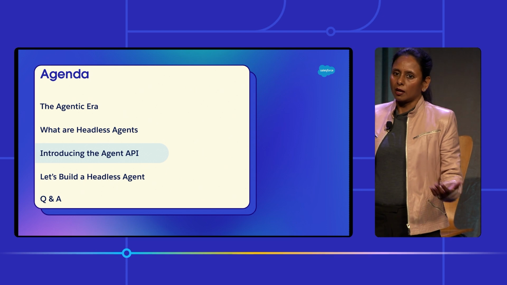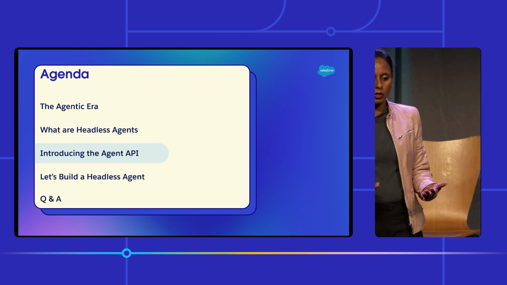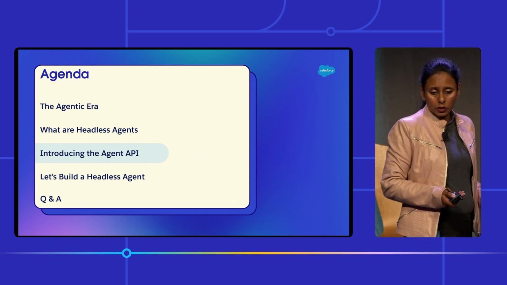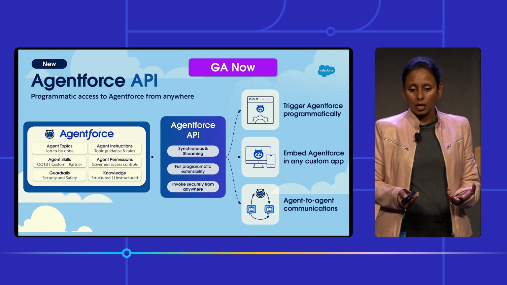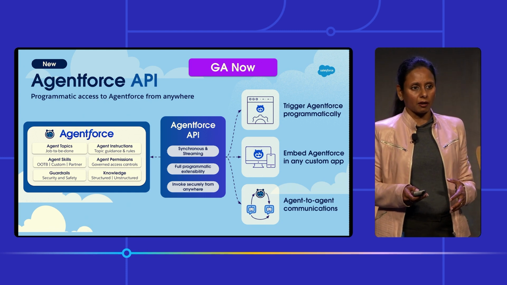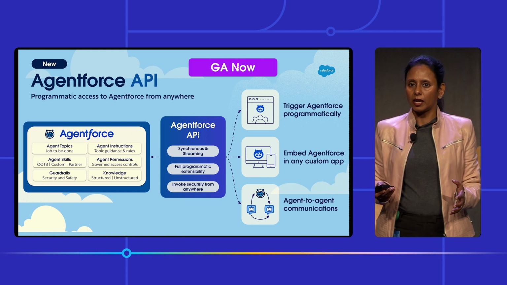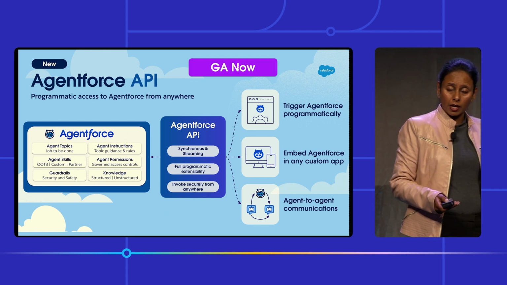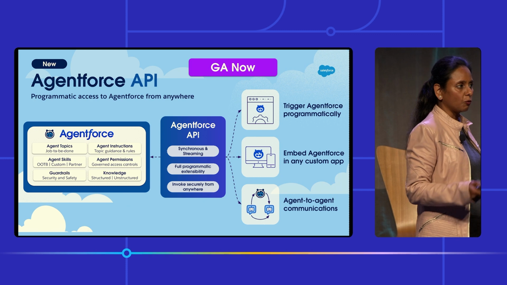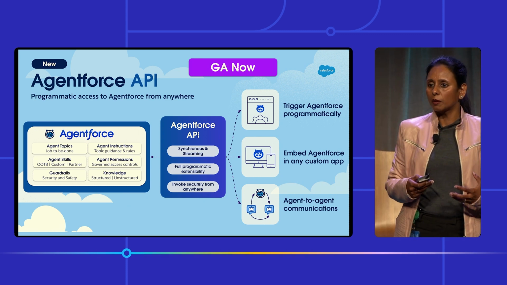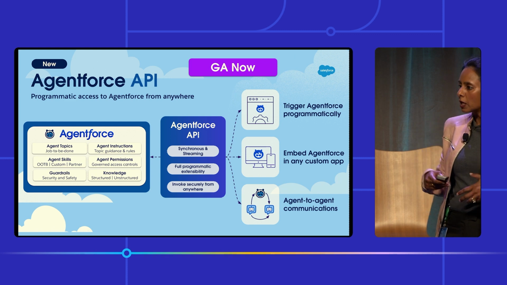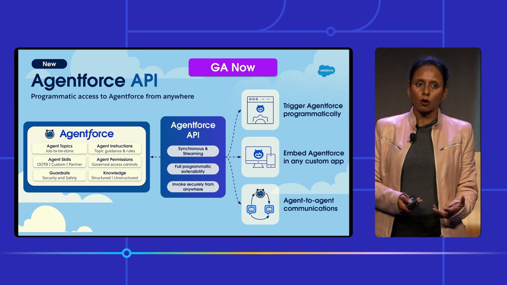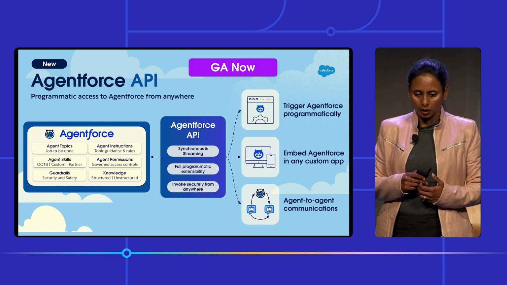So how does all of this become possible, these two use cases that I just talked about, headless agents? Well, introducing the Agent API. The Agentforce APIs are now generally available. These are simple, lightweight REST APIs that you can deploy on any interface, on any surface, any application, any workflow, to bring about intelligent business automation. By using these APIs, you can build both proactive and reactive agents and also facilitate and support agent-to-agent communication.